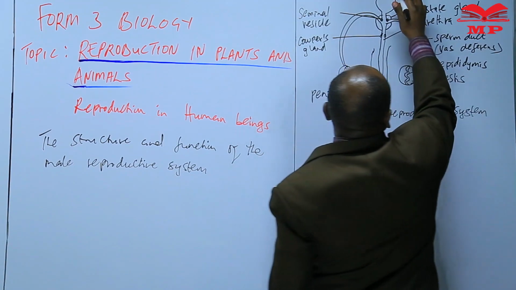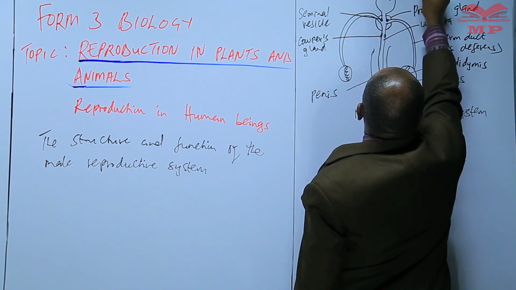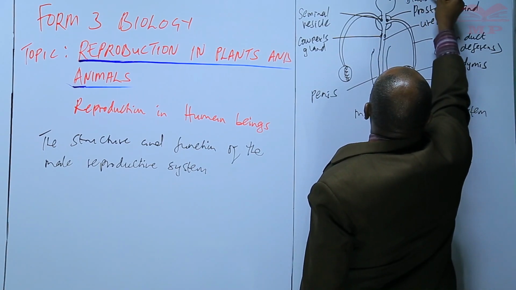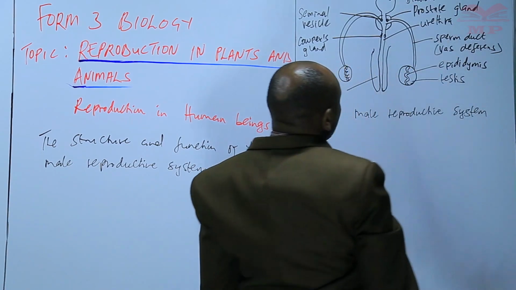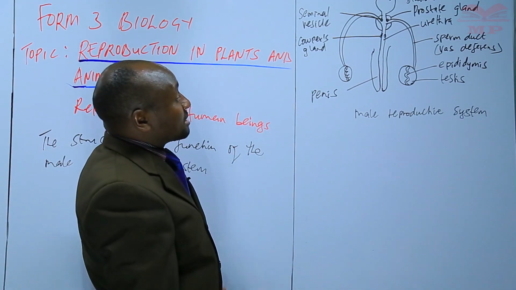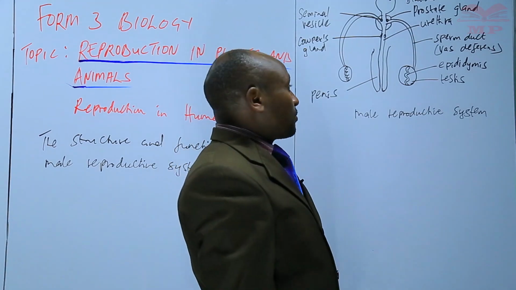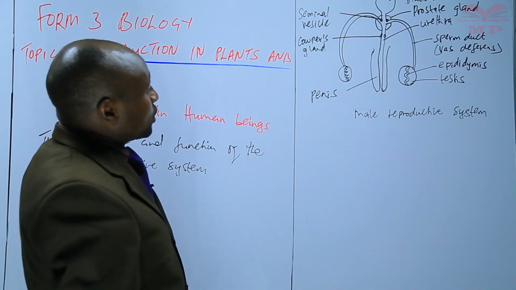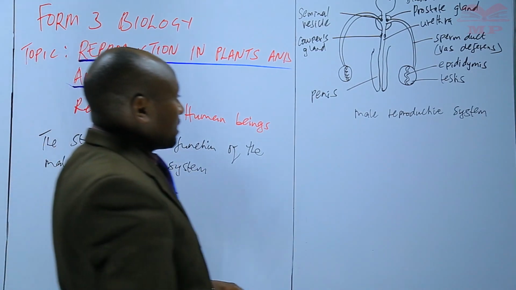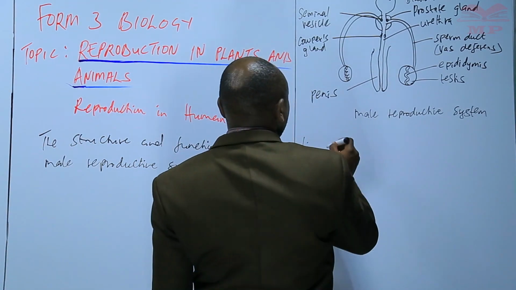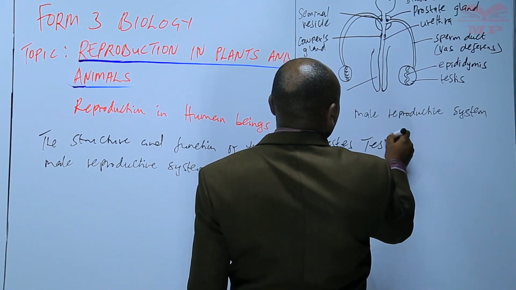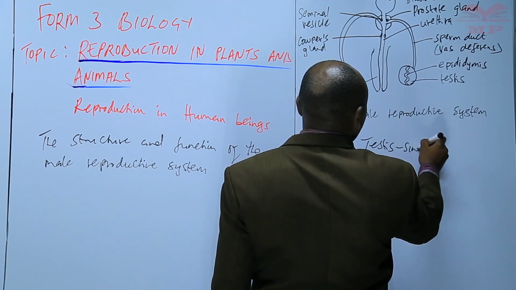Of course, this is the urinary bladder, which is supposed to be part of the urinary system. So the urinary bladder is not part of the reproductive system, but it's part of the urinary system or the excretory system. So we're going to look at the functions of each of those parts, and we'll start with the testes. Testis is the singular.